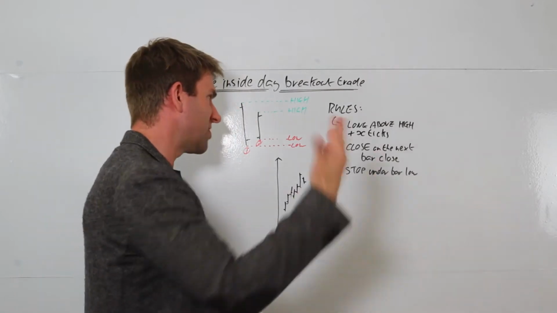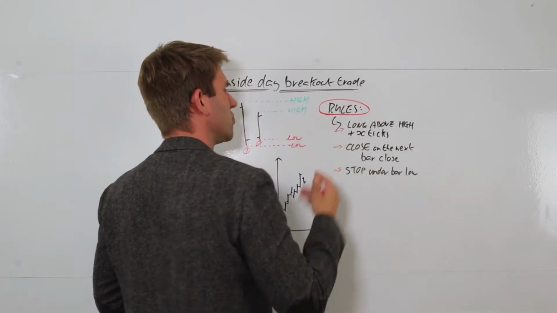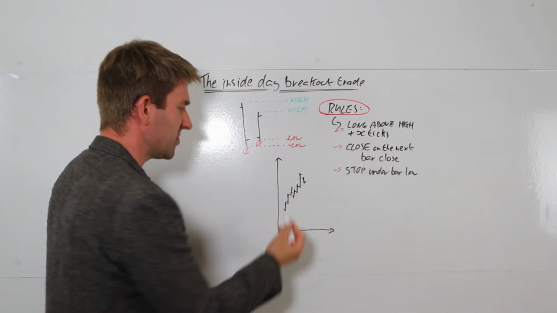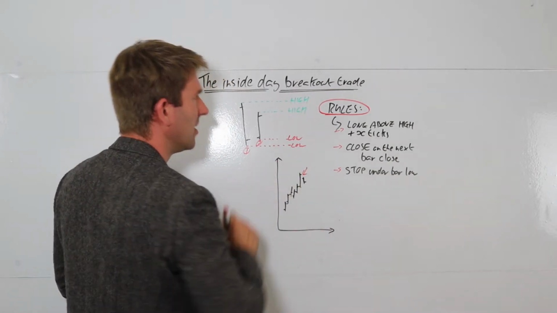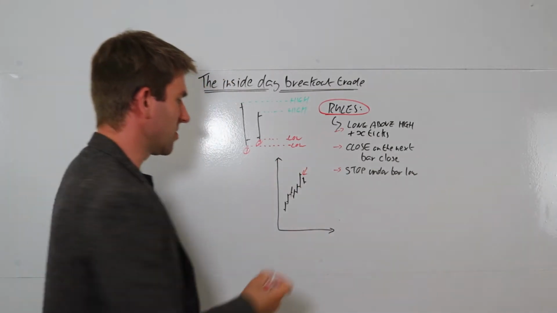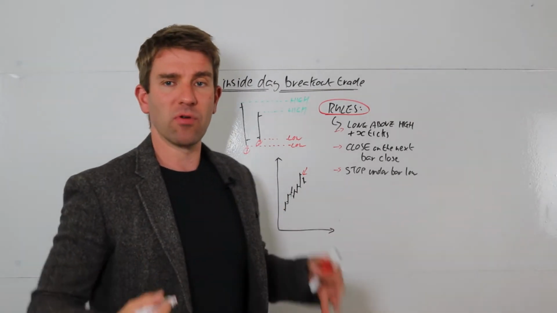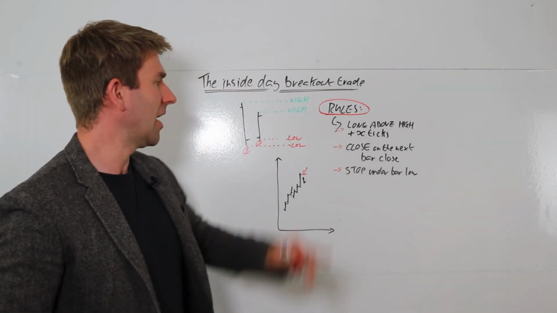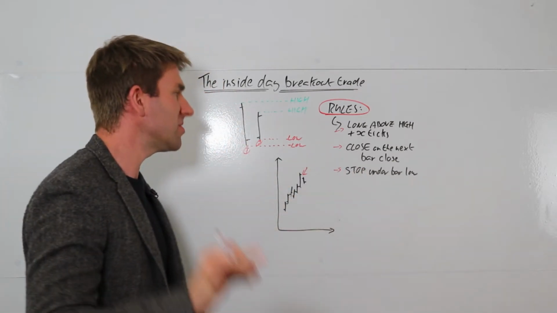And so the rules are pretty simple. We can flip them on their head for the short side, but for long, in this scenario, let's imagine we've got a little uptrend here, and here's our inside bar or inside day. You can see that it's not broken out of the high or the low of the prior day, whatever market we're looking at. Now, we would be going long above the high plus a few ticks.